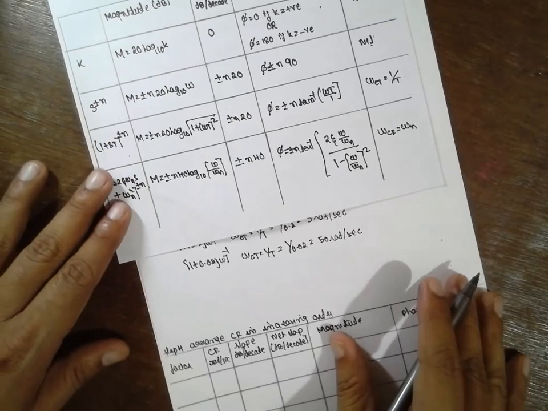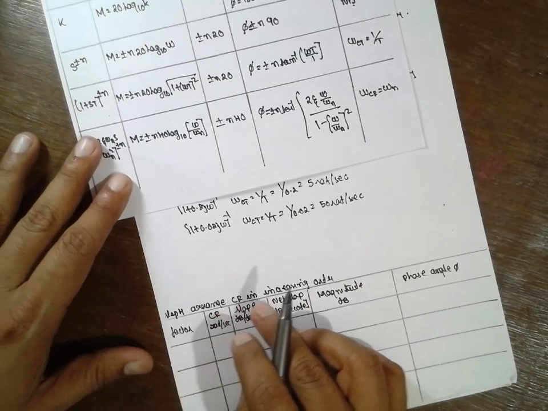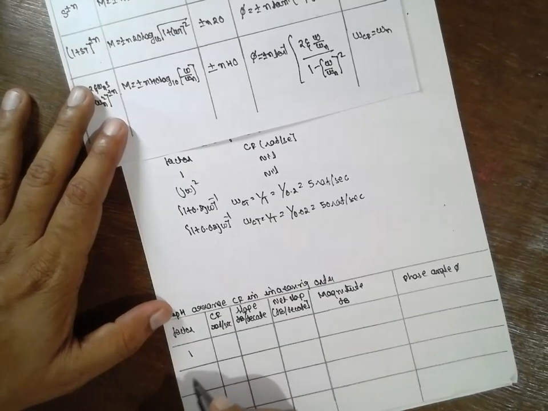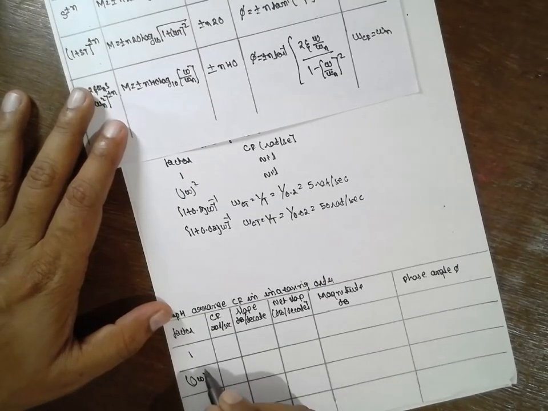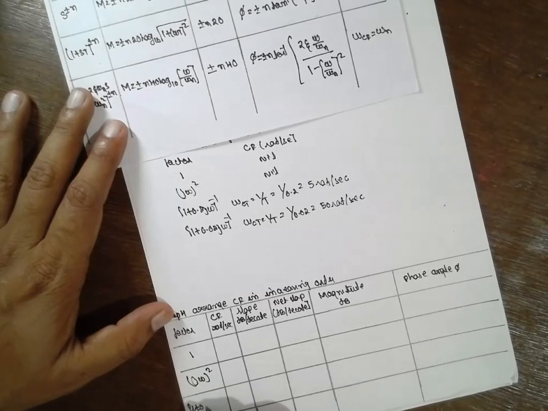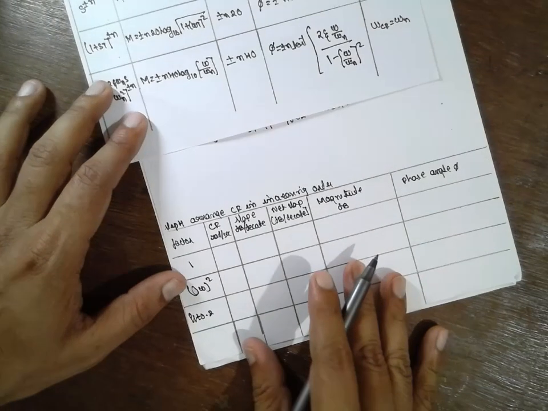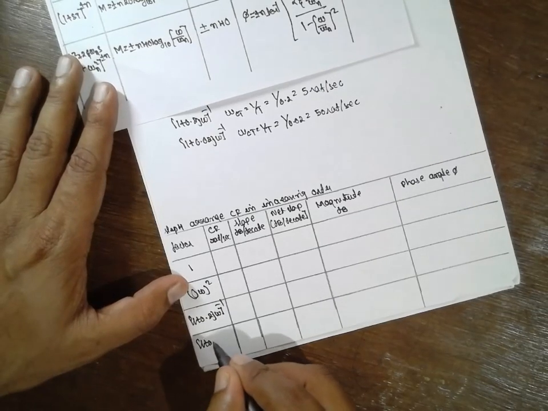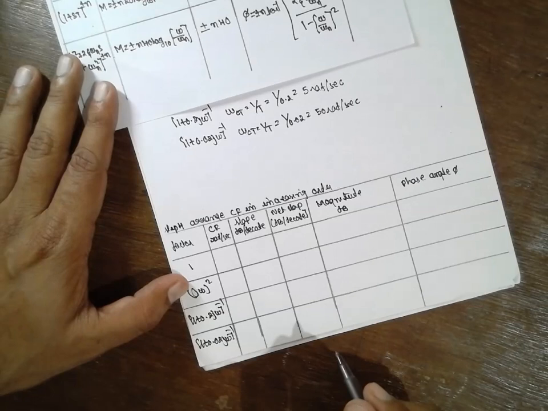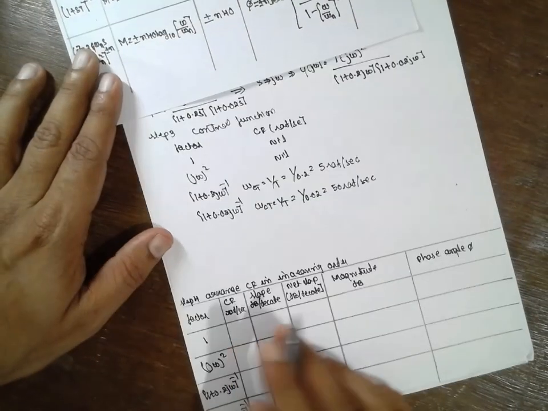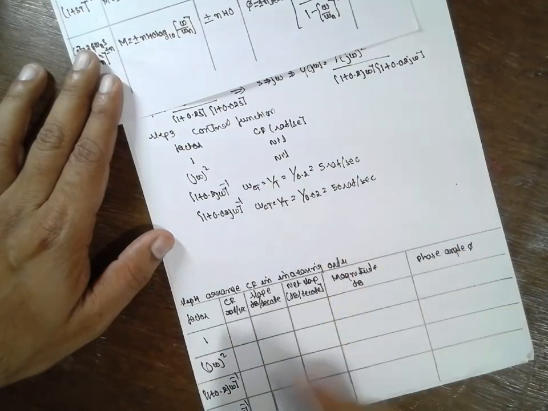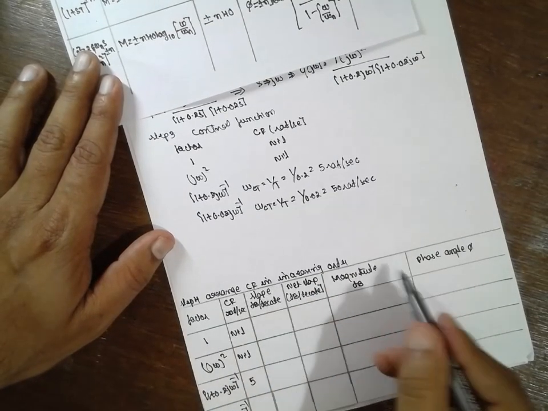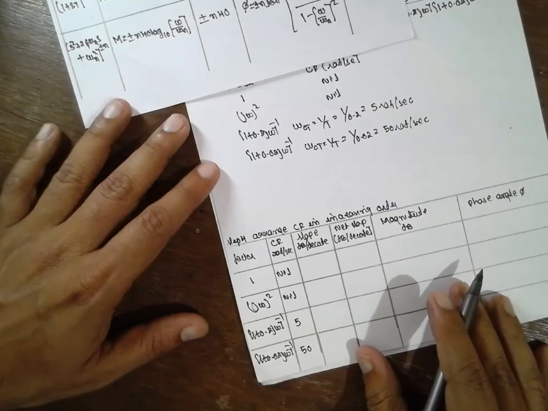After completion of this, you have to go for step 4. Arrange the corner frequencies in increasing order. First factor will be the constant 1. Next, (j omega) square. Next, (1 plus 0.2 j omega) raised to minus 1. Next, (1 plus 0.02 j omega) raised to minus 1. Now the frequencies are nil, nil, 5, in increasing order, and last will be 50.